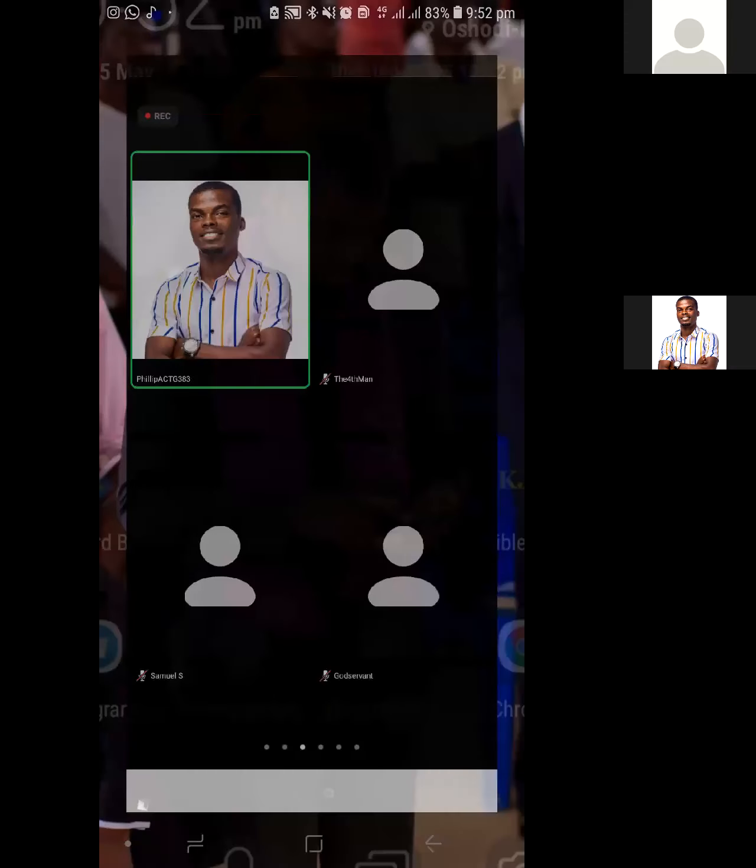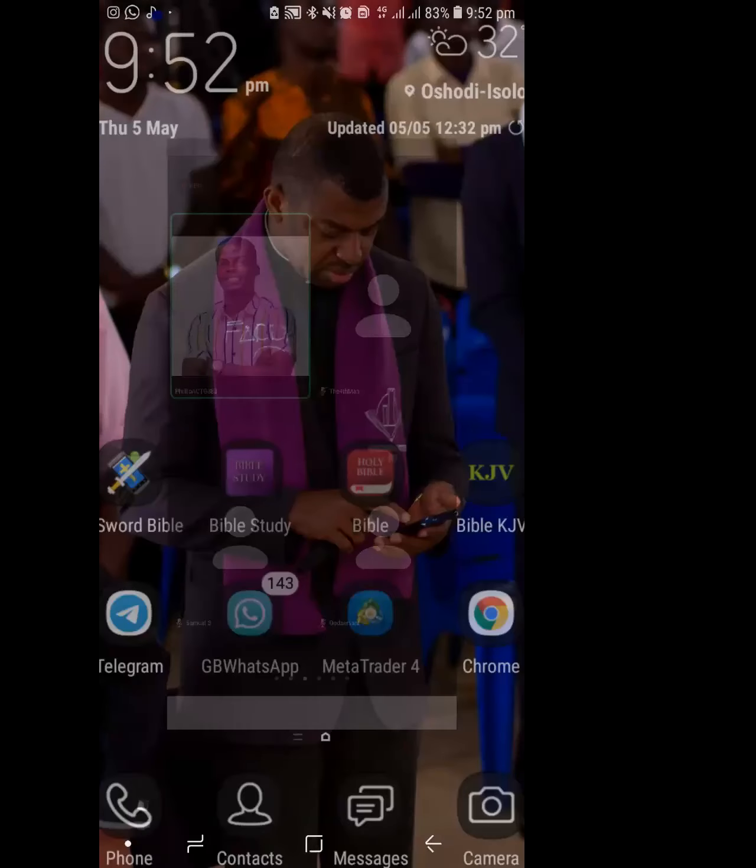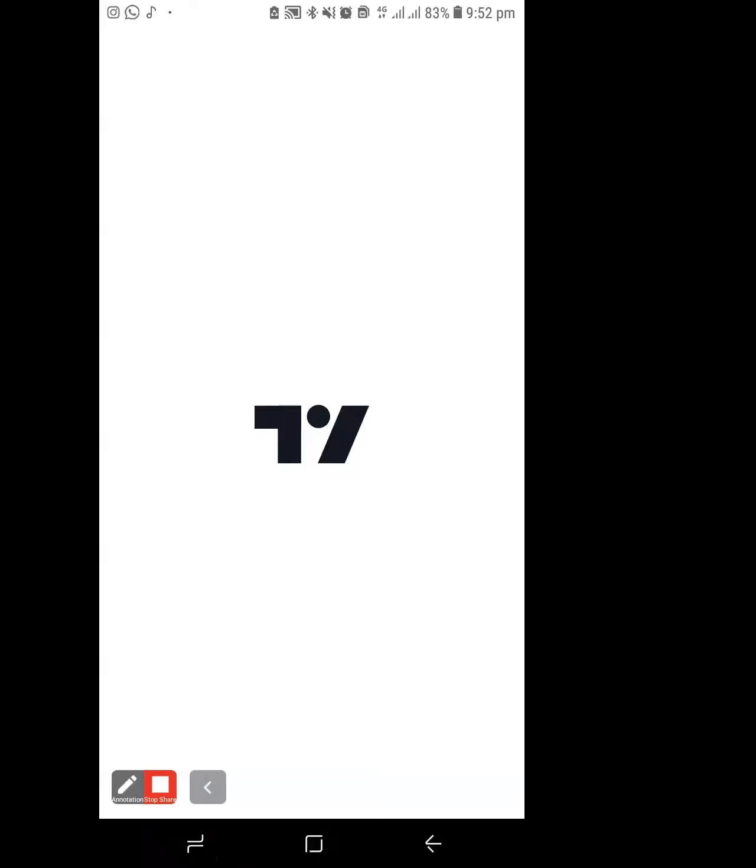So let me see if I can share my screen. Can you make me the host back so that the recording continues on your end? All right, so I can share my screen. Just give me some time. Let me open my phone trading view.